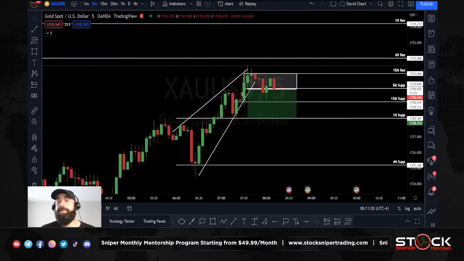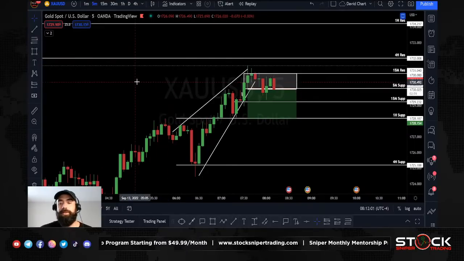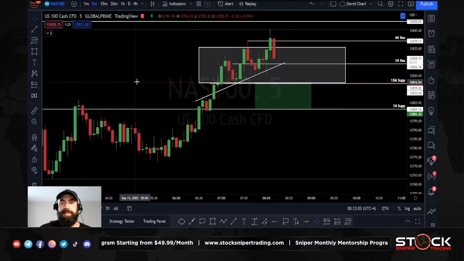So, okay, guys, you can see here just on gold, starting to push back down. Let's see what's happening on NASDAQ here. We all talked about the big move, everyone said it pumped and then it retraced.